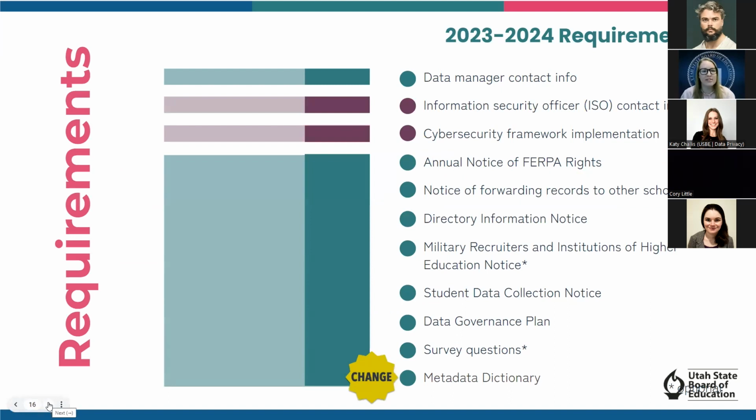All right, so here are the requirements. You can see the stuff in green is going to be related to people who are data managers, and the stuff in purple is going to be related to people who are information security officers, or ISOs. We're going to talk about each of these pieces in a little bit more detail.